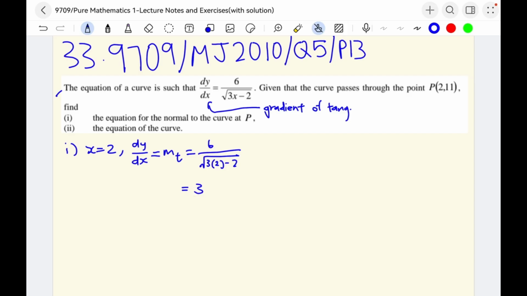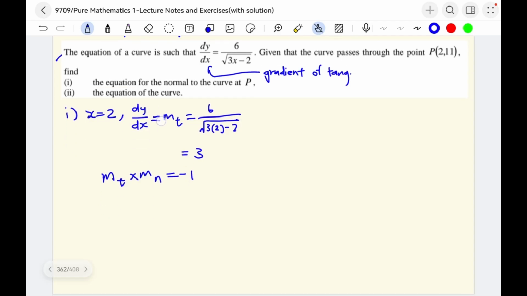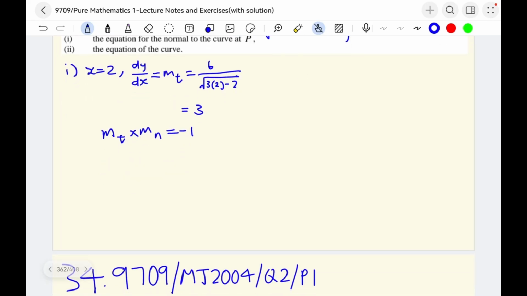So what's the relationship of the tangent and the normal line? They are perpendicular to each other, right? Because normal denotes perpendicular or orthogonal. So gradient of tangent multiplied by the gradient of the normal gives you negative 1, because tangent and normal are perpendicular to each other. Gradient of tangent is 3, so the gradient of normal is negative 1 over 3.